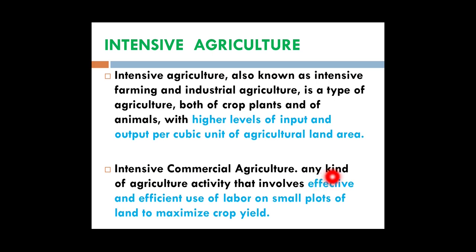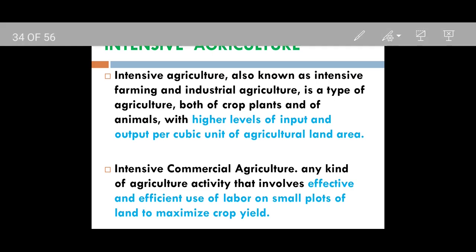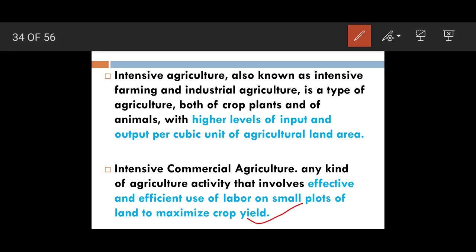Intensive commercial agriculture is any kind of agricultural activity that involves effective and efficient use of labor on small plots of land to maximize crop yield. Here the word yield means production. So effective and efficient use of labor. So the laborers who work in the field, maximum could be extracted by their hard work, that is by using modern machines, by putting fertilizer, pesticides and whatever is required to increase the production, maximum crop yield, maximum production of crops. So let's proceed.